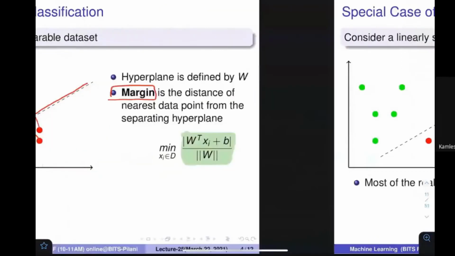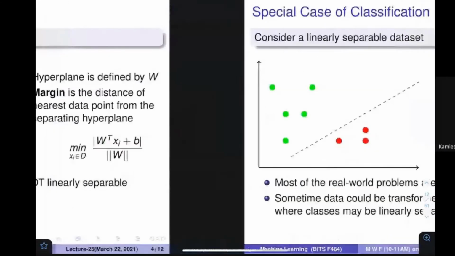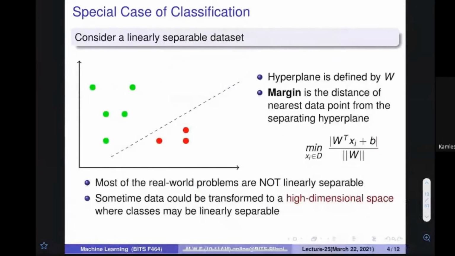Okay. So we know that most real life problems are not linearly separable. However, if we transform the data into a higher dimension space, then the data would be linearly separable.